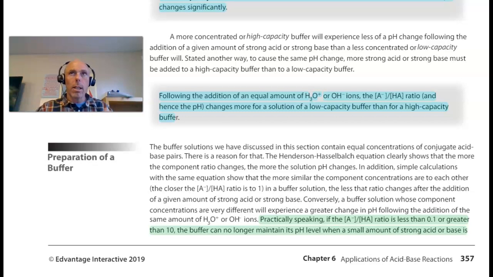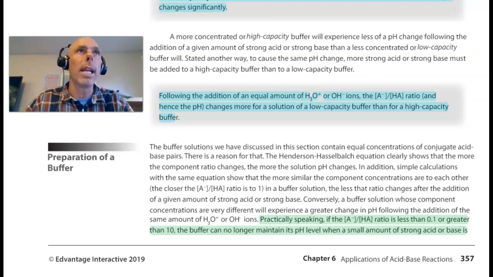So again, the ratio of base to acid or acid to base can't be more or less than 10 to 1. And the pKa of the weak acid has to be within 1 of the pH of the buffer system you're trying to design.